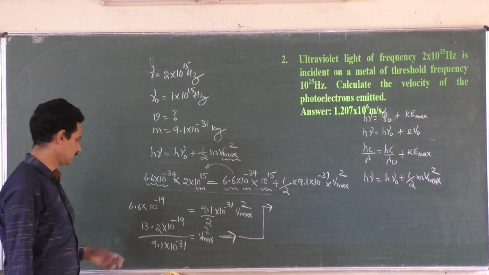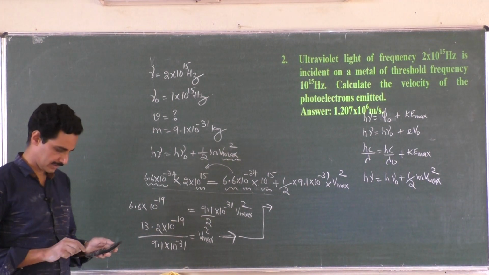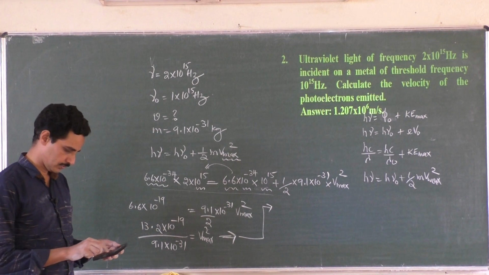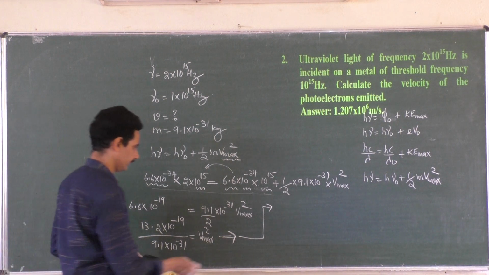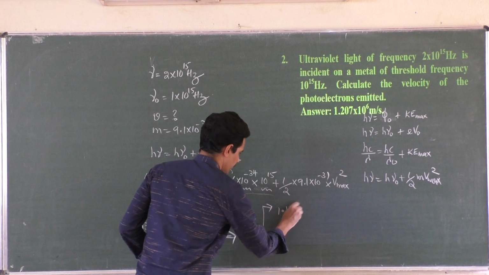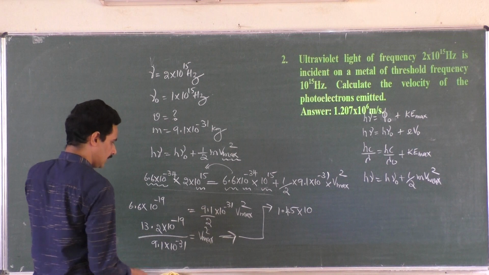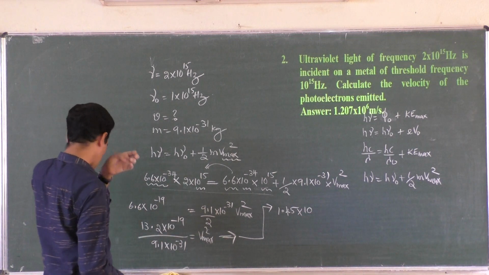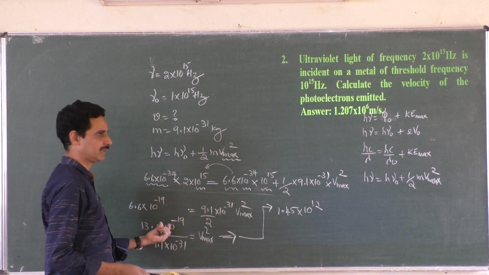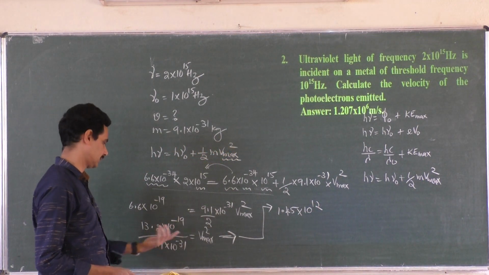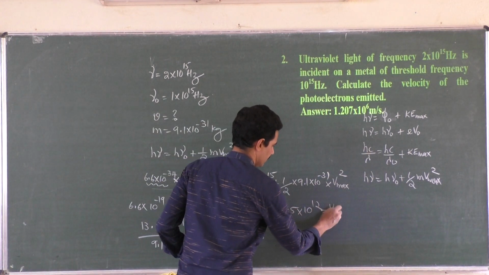What is 13.2 divided by 9.1? 13.2 divided by 9.1 is equal to 1.45. 1.45 into 10 to the power minus 31 plus 31. It is 12. Plus 31 minus 19, 19 plus 12 is 31. So, plus 12 is V maximum square.